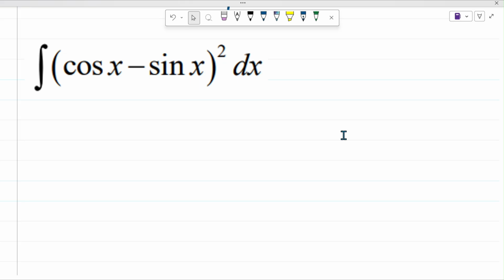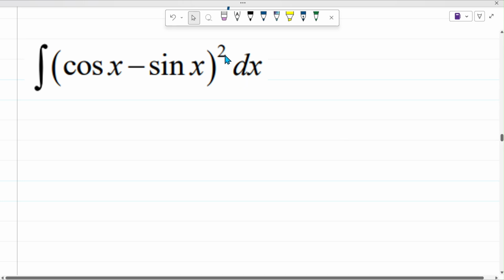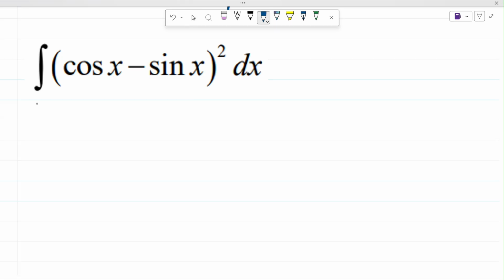We can see that there is nothing that was differentiated for us to get (cos x minus sin x) squared. Nothing at all. So we need to simplify this by multiplying out. By expanding, since we have the square, we can just expand this into 2 brackets.